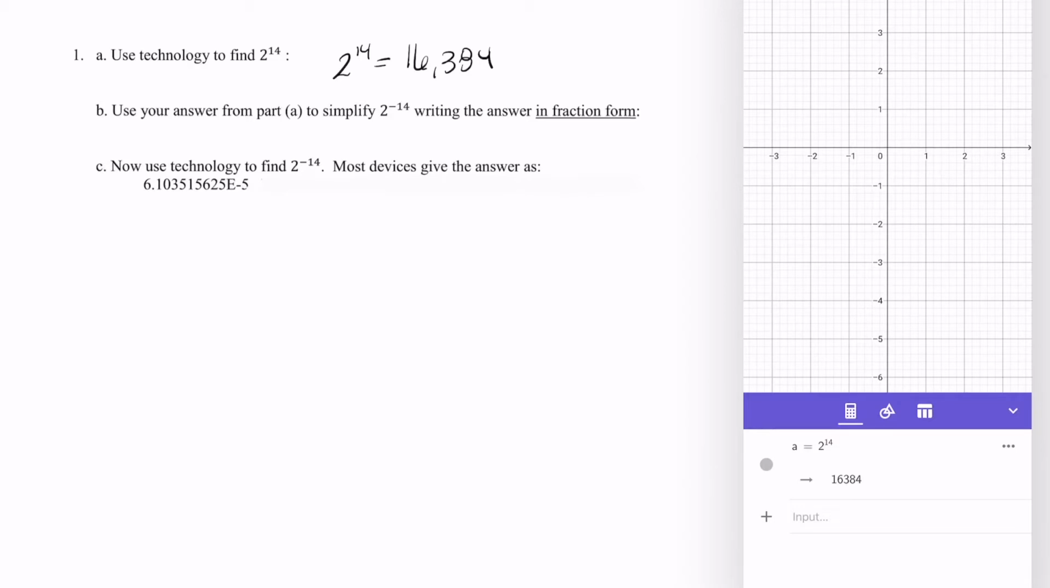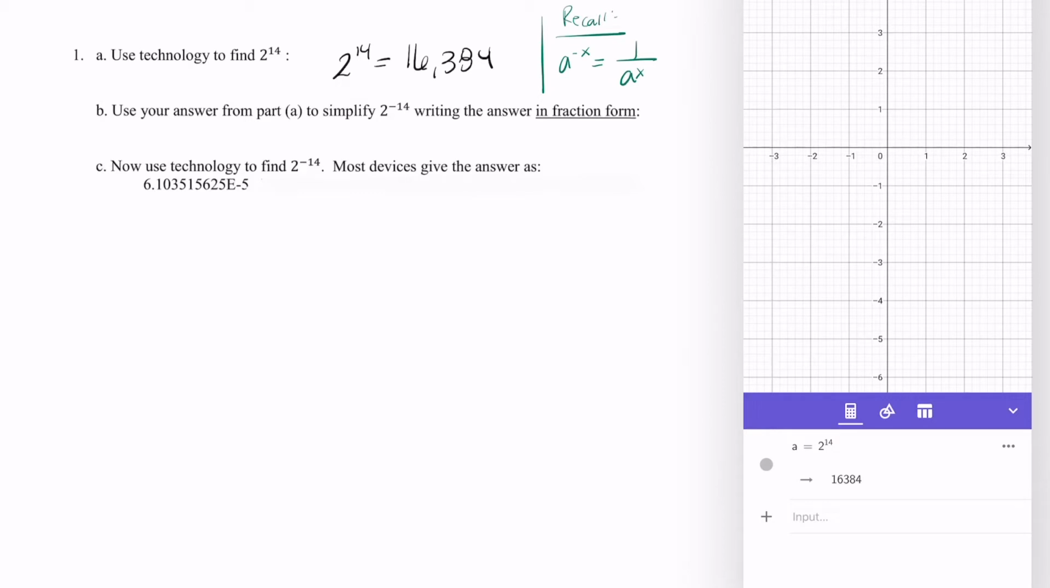Now for part B, let's simplify 2 to the negative 14th. We're going to write our answer as a fraction. For that, we need to recall that if you have a to the negative x power, this is equal to 1 over a to the x power. So in order to make this exponent that was negative into a positive, we move the entire quantity of a to the x into the denominator.